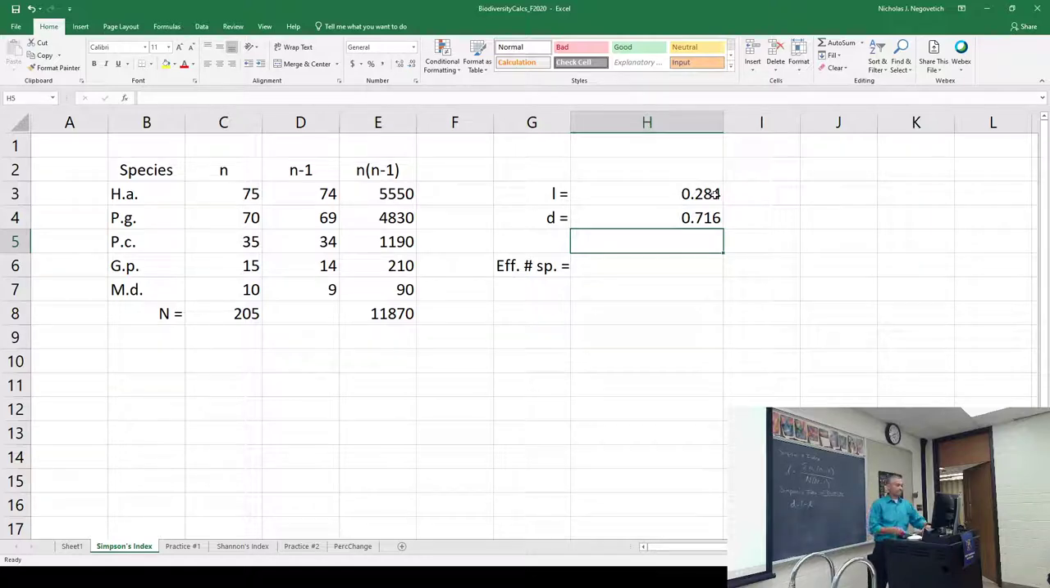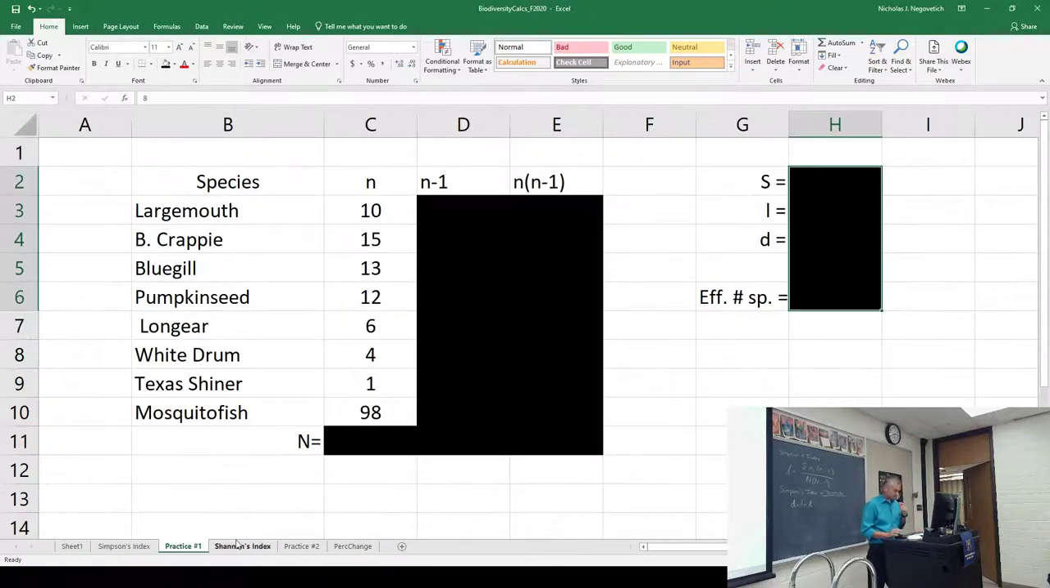All right. So, practice. So we got our practice problems. Hit pause. All right. So we have our practice problem, and it's fish. All right, so we say in a small portion of Lake Nazareth, we recorded the number of small fish captured. Here are the data. We're going to answer the questions.